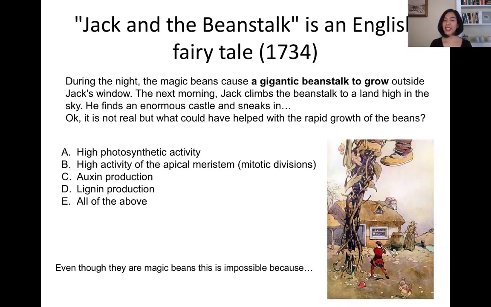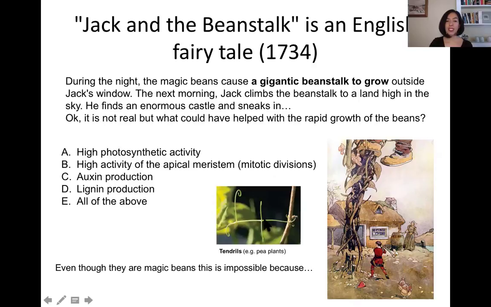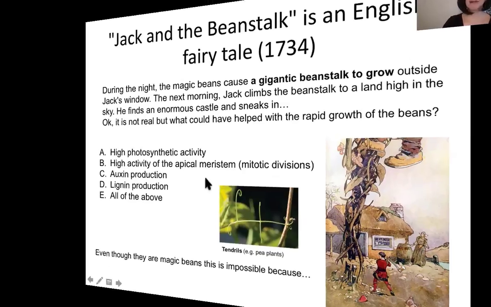However, even though they are magic beans, this is impossible because of what? Because they don't have secondary growth. So remember, this is what I showed you before. The pea plants have these tendrils, and they don't really form secondary growth. So it would be really impossible for us to see anything like that.